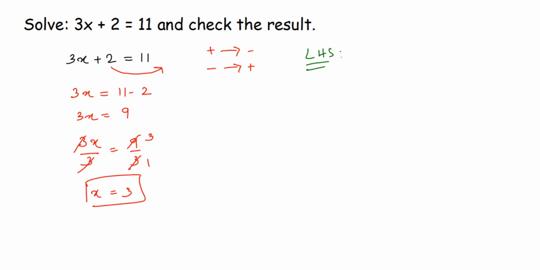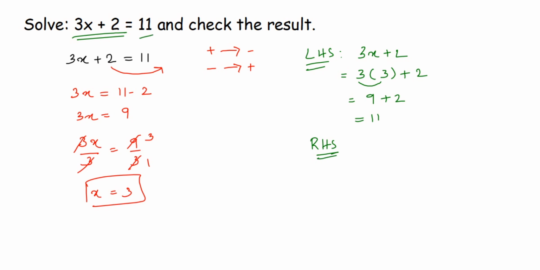So for the LHS, I have 3x + 2. You have to take the left-hand side of the equation, put in the x value and see what you get. So 3 times, in place of x I'll put 3, plus 2. This is 3 times 3, which is 9. So 9 + 2 is 11. That is my LHS value. Now I'll find the RHS. For the RHS, I don't have to find anything, it is already 11. So you can see that LHS and RHS are both equal. This means it is verified. x equals 3 is the correct solution.